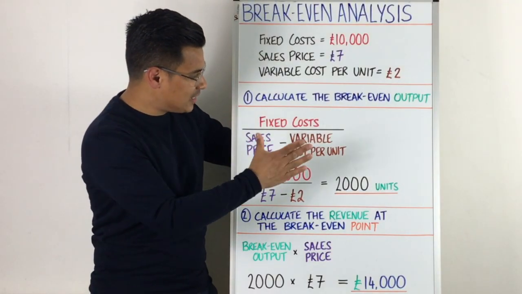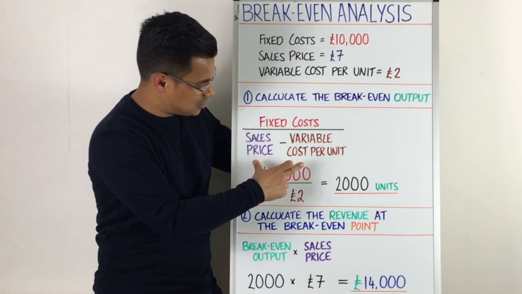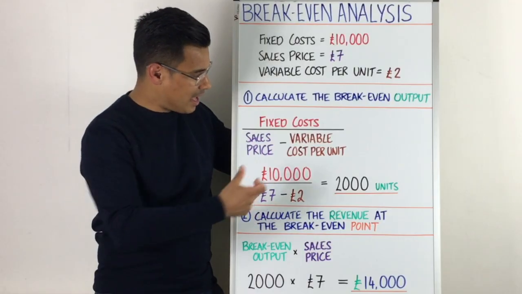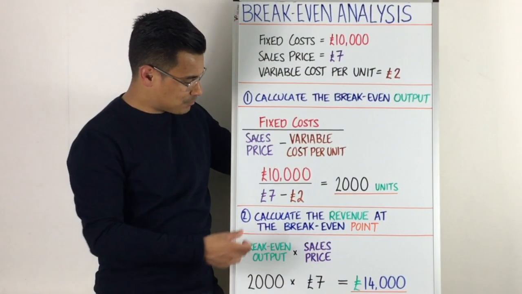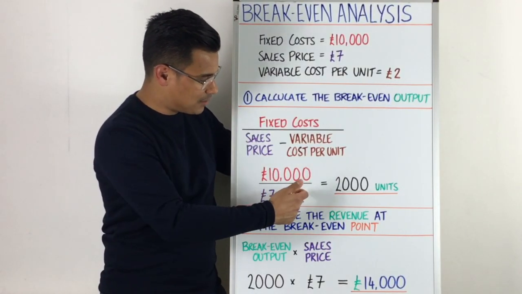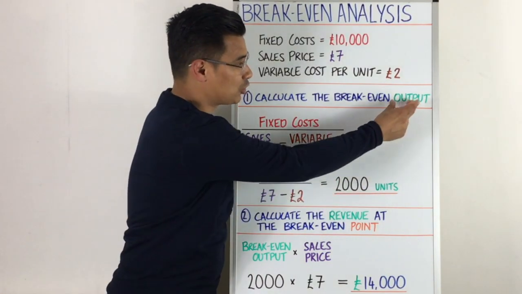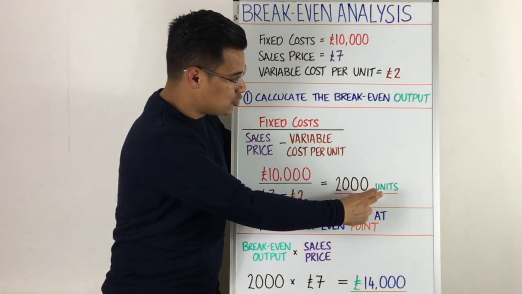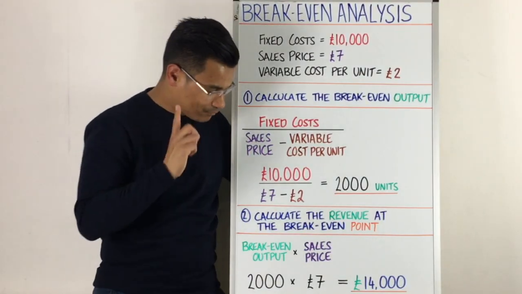So let's put the numbers into that formula that you've got to remember. On the top half, you'll put in the fixed costs, so £10,000, and then you'll put the sales price in, £7, and the variable cost per unit, per one thing, of £2. And 7 minus 2 is obviously 5, so £10,000 divided by 5 comes to 2,000, and you're using units because you're measuring it in output. So what you've calculated there is that you need to sell 2,000 things to break even.